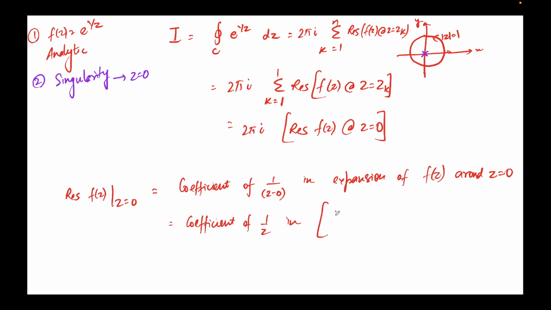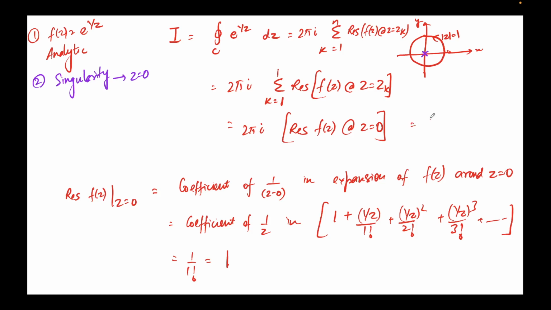That is 1 plus (1 over z) over 1 factorial, plus (1 over z) whole square over 2 factorial, plus (1 over z) whole cube over 3 factorial, and so on. We are required to find the coefficient of 1 by z in this expansion. The coefficient of 1 by z is nothing but 1 over 1 factorial, which comes out to be 1. So we find that the residue of this function f(z), e raised to the power 1 by z, at z equal to 0 is 1. I can plug this value over here.